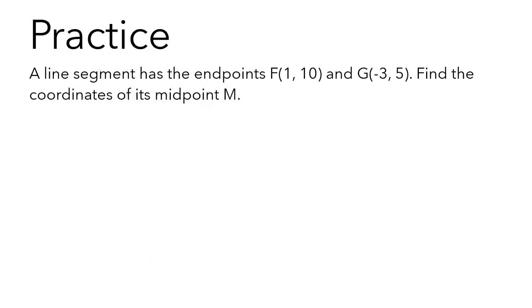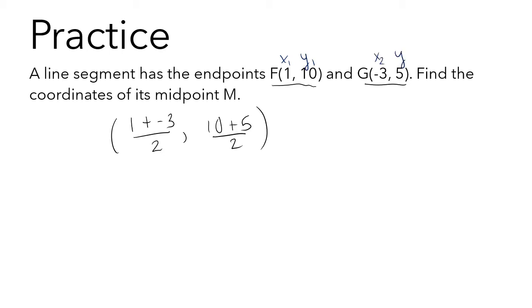Let's try an example. A line segment has endpoints (1, 10) and (-3, 5). Find the coordinates of the midpoint. So let's find the average of the x's, 1 plus negative 3 divided by 2, comma, average of the y's, 10 plus 5 divided by 2. And if it helps you to label it, do that. This would be x1, y1, x2, y2, and again my formula is x1 plus x2 divided by 2, comma, y1 plus y2 divided by 2.